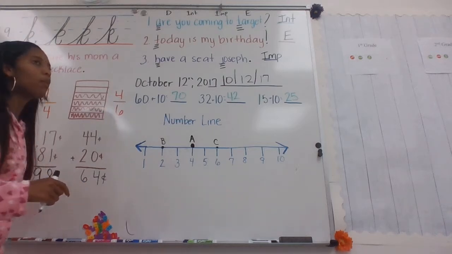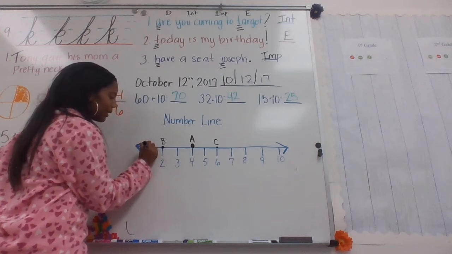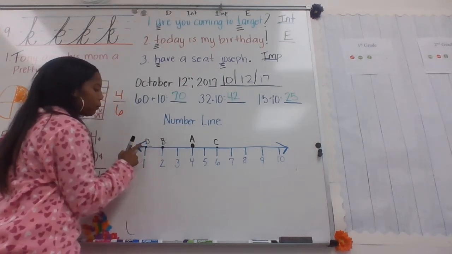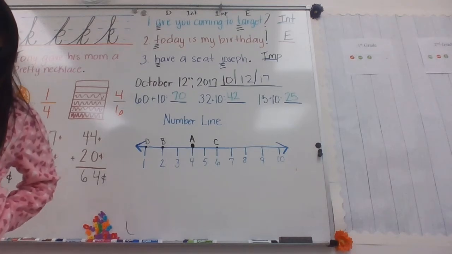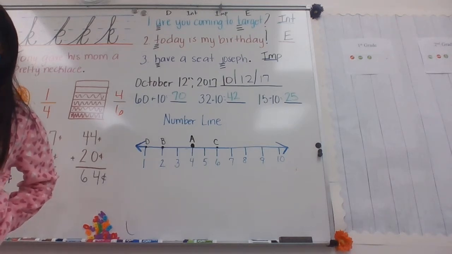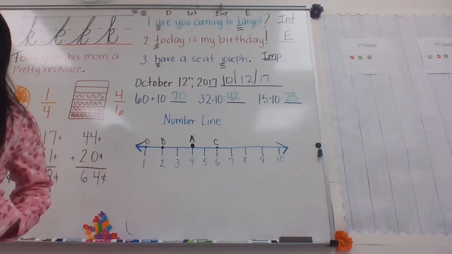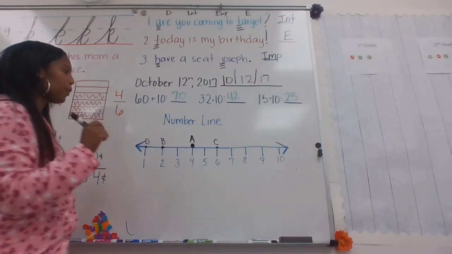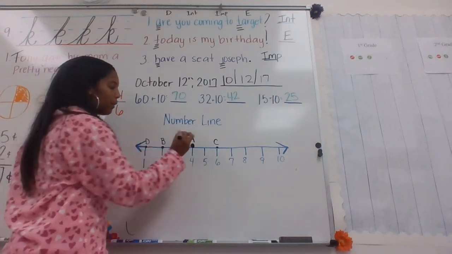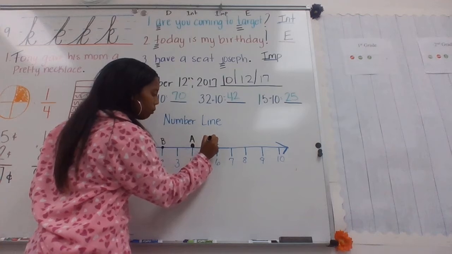Okay, D. I want to mark point D at number 1. So I go to 1, put a dot, and put a D. I'm marking point D on number 1. Looks like it's a pattern. Next, I have point E. I want to mark point E at number 5. So I go to 5, put a dot, and mark an E.